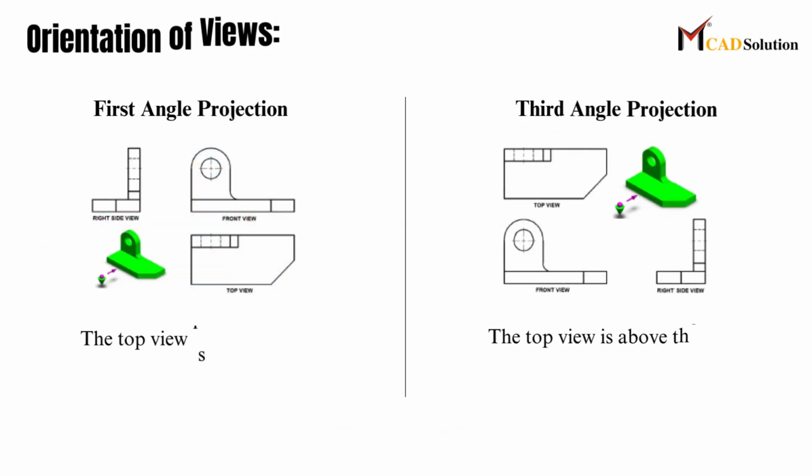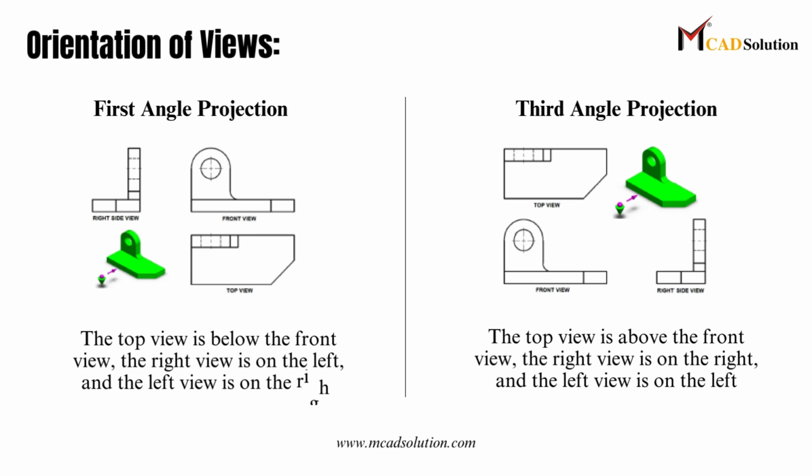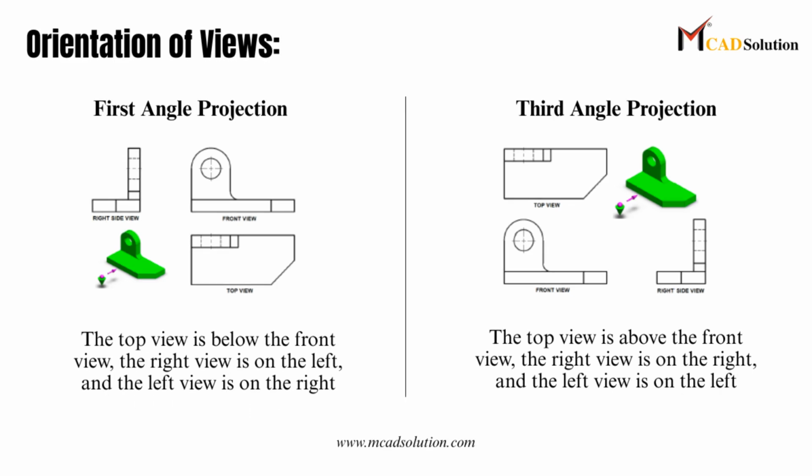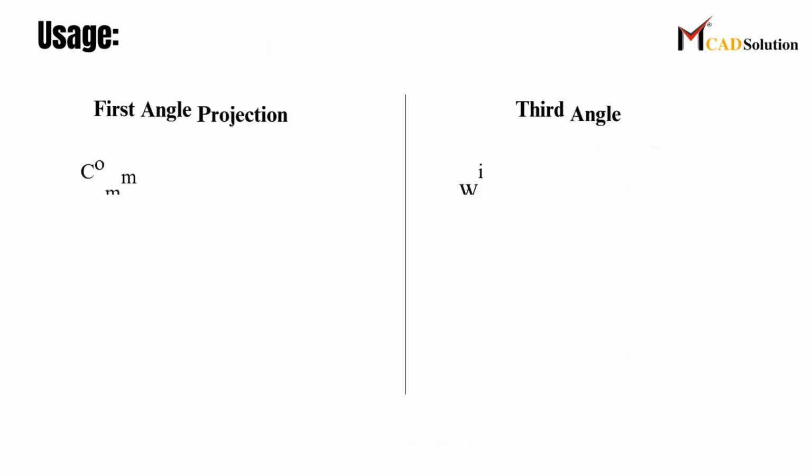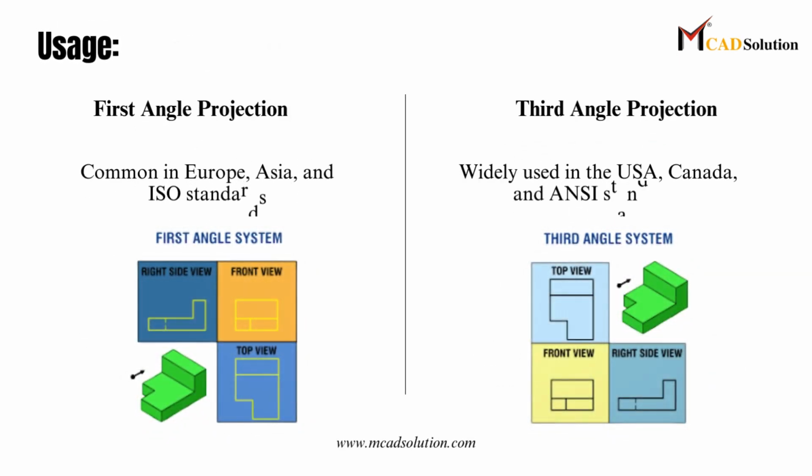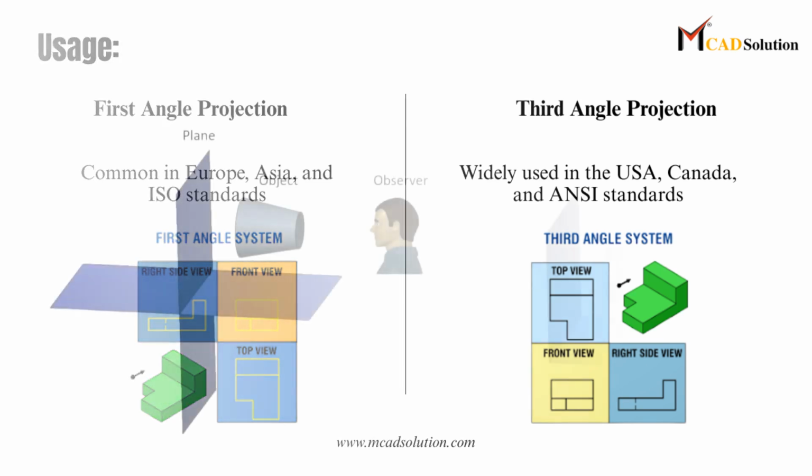Second, orientation of views. In first angle, the top view goes below the front view, and the right side view goes to the left. In third angle, it's exactly the opposite. Top view is above. Right side view is on the right. Third, usage. First angle projection is common in Europe, Asia, and ISO standards. Third angle projection is widely used in the USA, Canada, and ANSI standards.